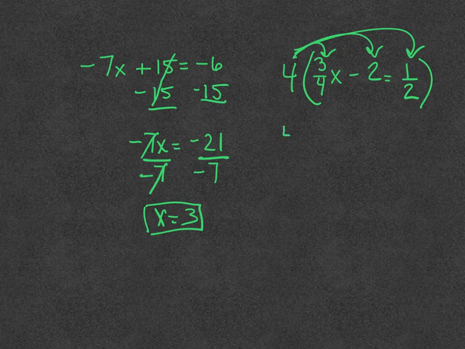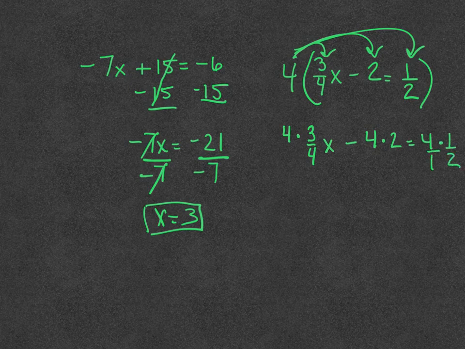So I'm going to rewrite it as 4 times 3/4 x minus 4 times 2 is equal to 4 times 1/2. And let's put 4 over 1 for that one. And let's do it here too. So now I have some simple little problems that I can go and do. I know that this 4 and this 4 will cancel out. So these will cancel and leave me with 3x. And then I know that 4 times 2 is 8.